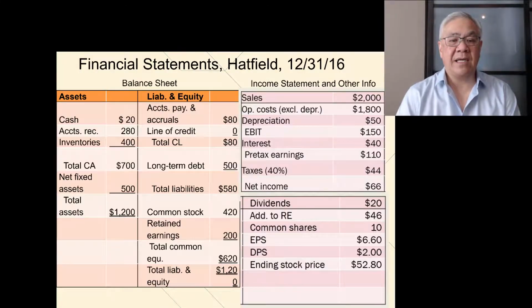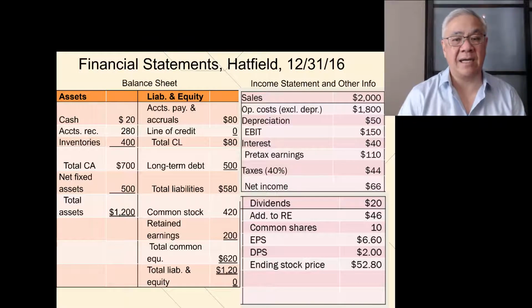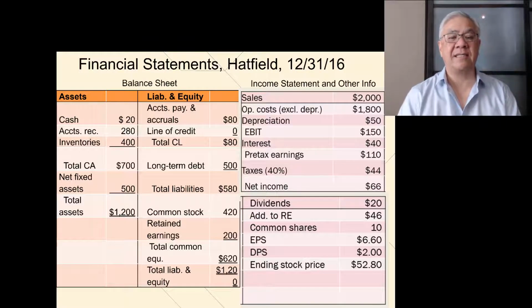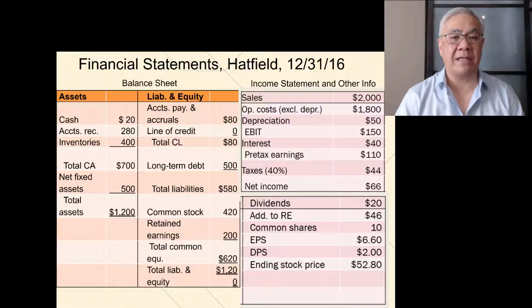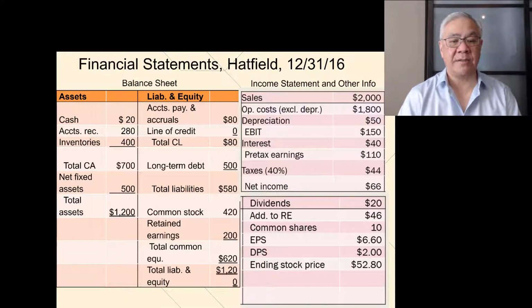The example we'll be using is Hatfield for 2017. We're given the data for Hatfield in 2016. On the left side, we see the balance sheet. On the right side, we see the income statement and some other information about dividend and the common shares outstanding and the stock valuation. So we have some data, pretty simple data. Again, we're just touching on the top of what you would do in a real life scenario.